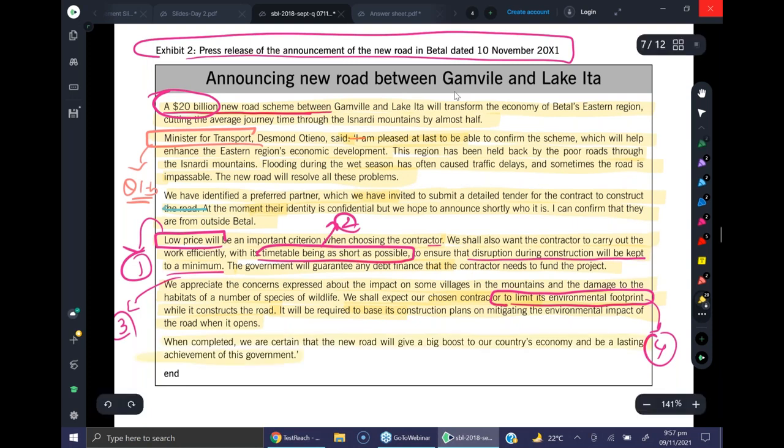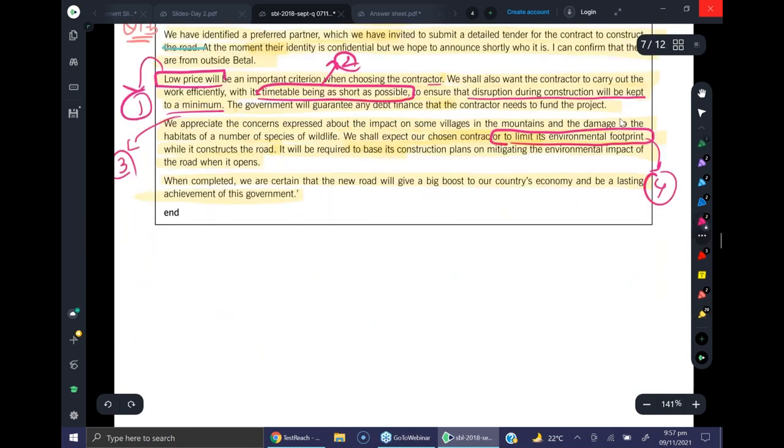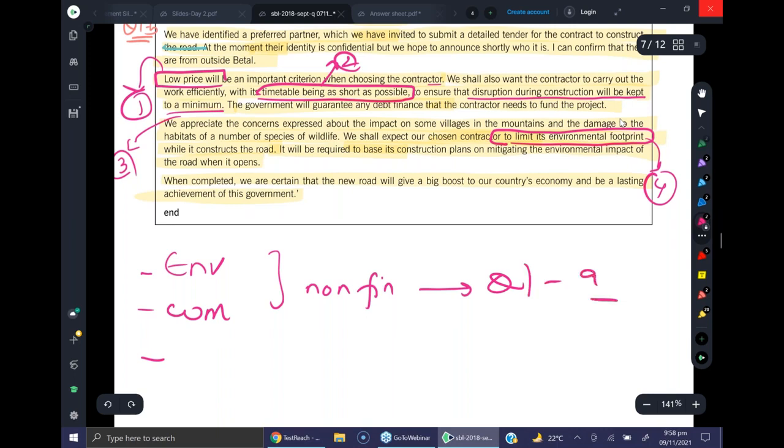Now, in this criteria of the minister, there is one more thing you need to note, that impact on environment, impact on communities, and disruption for communities. These are also the non-financial factors to be discussed in question number 1 part A, because the examiner asks you to discuss those.